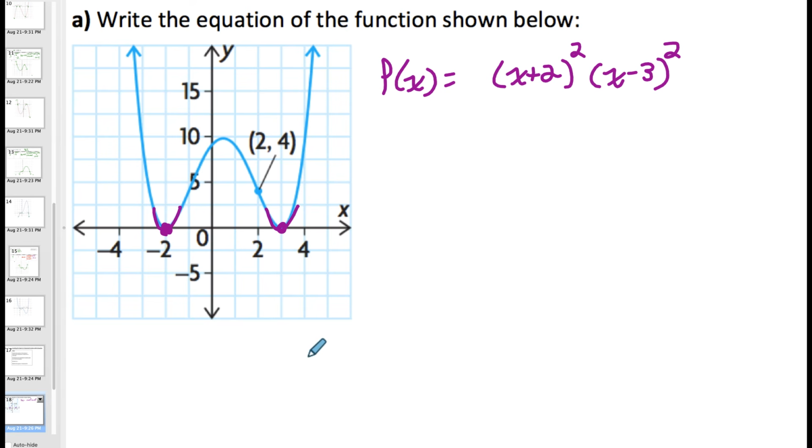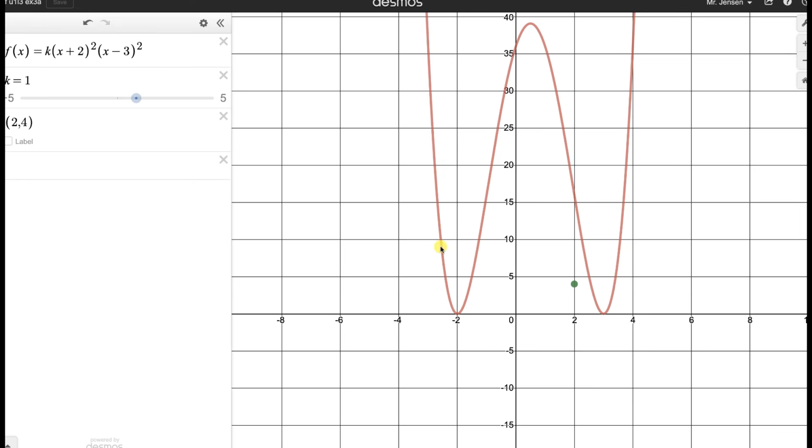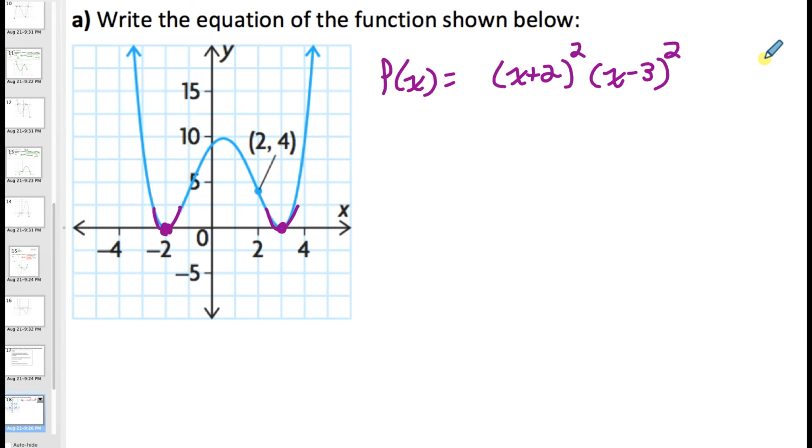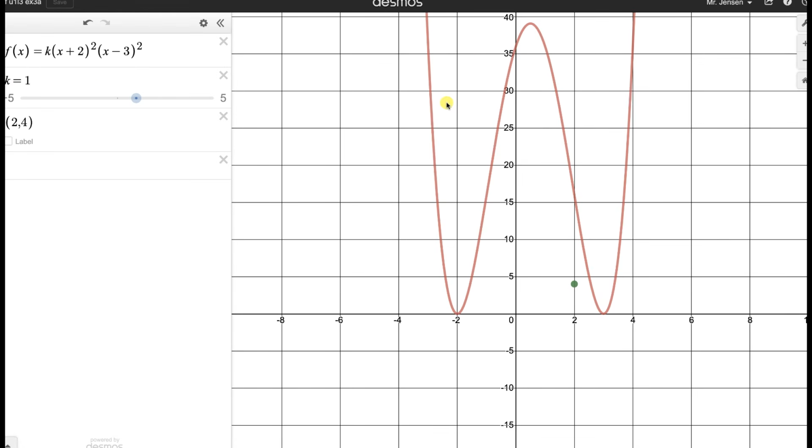There are an infinite number of polynomial functions that have those x-intercepts of that order. Let me show you in Desmos what I'm talking about. So here's graphed what I've written here. Notice, if you were to think of a number being out front, right now we have a 1. So right here, I have a k in front. I have the k set to 1. Here's what it looks like.